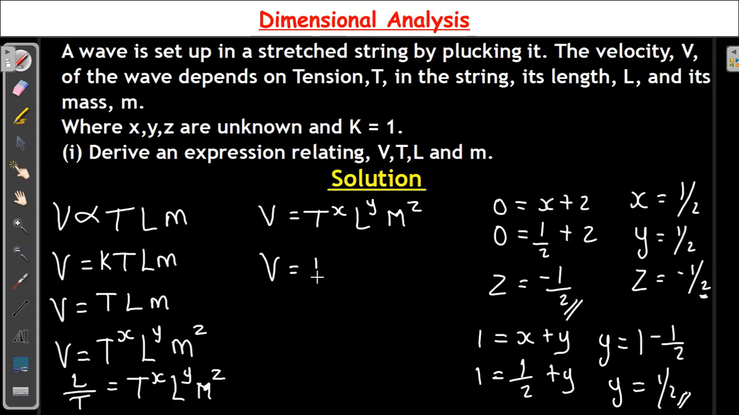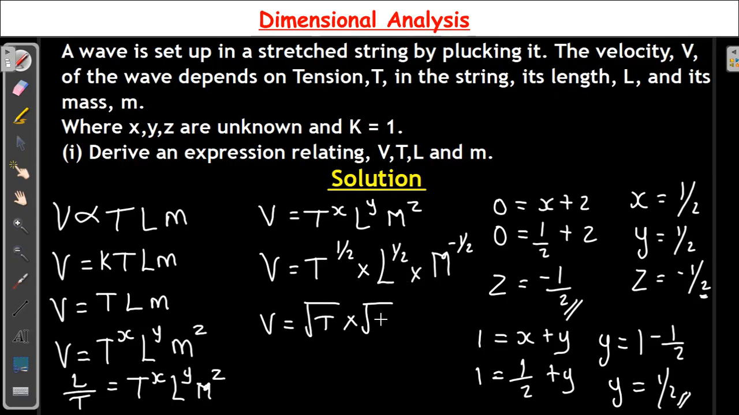V is equal to t. The value of x is half, 1 over 2, times l. The value of y is half times m. The value of z is minus half. V is equal to t to the power of half, which can be written as square root t, times l to the power of half, which can be written as square root l, times m to the power of minus half, which can be written as 1 over, so m to the power of half is square root m.